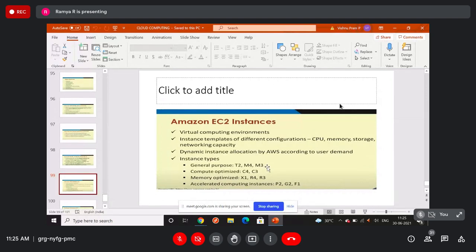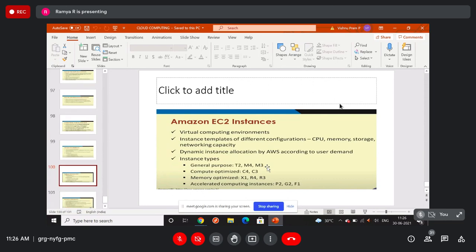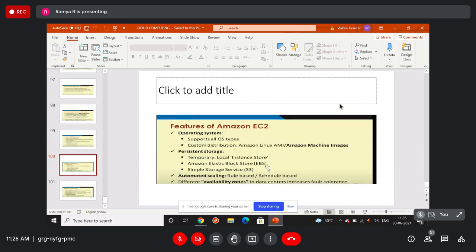Virtual computing environments provide instance templates of different configurations, like shared CPU, memory, storage, networking capacity. All these things can be shared with that particular instance, in the sense a virtual machine. Instance types can be general purpose, compute optimized, memory optimized, accelerated computing instances. Different instances can be created in EC2. The features of EC2: it provides the operating system, persistent storage, and automated scaling.